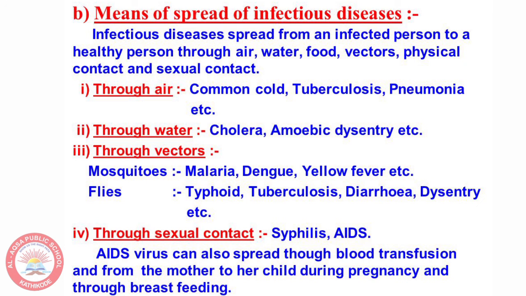Syphilis and AIDS are diseases which are spread through sexual contact. Though AIDS is a sexually transmitted disease, it can also be spread through blood transfusion and from the mother to her child through pregnancy and breastfeeding.